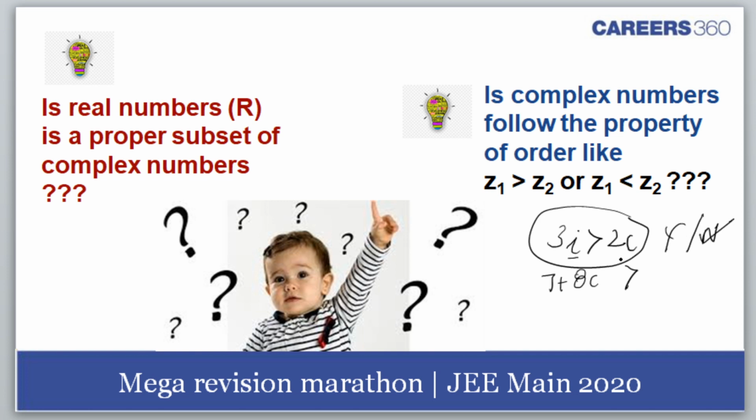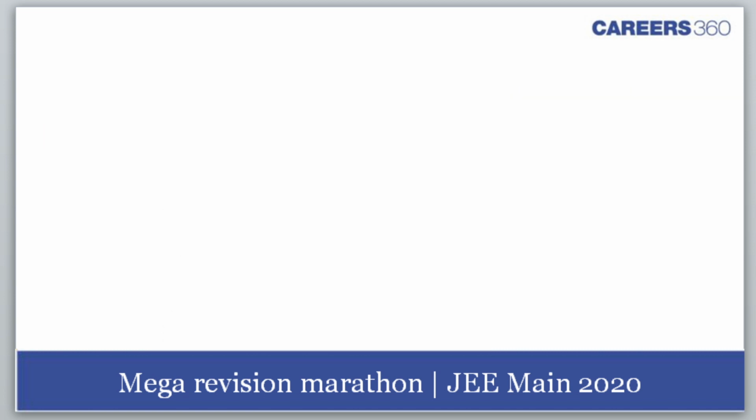Because iota does not measure anything. So if they don't measure anything, how can any imaginary number be greater or lesser than the other? Okay, so that's why this inequation has no meaning. I hope all of you understand this. So let's move on to the next slide.